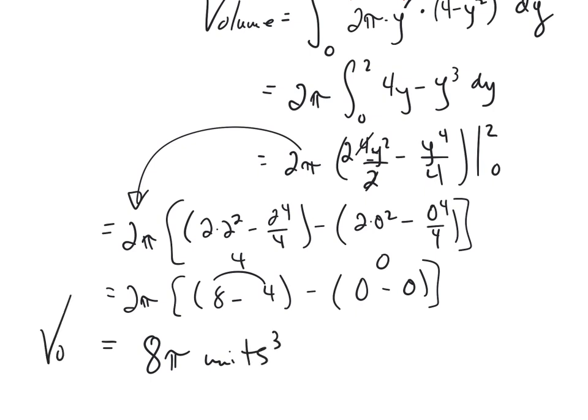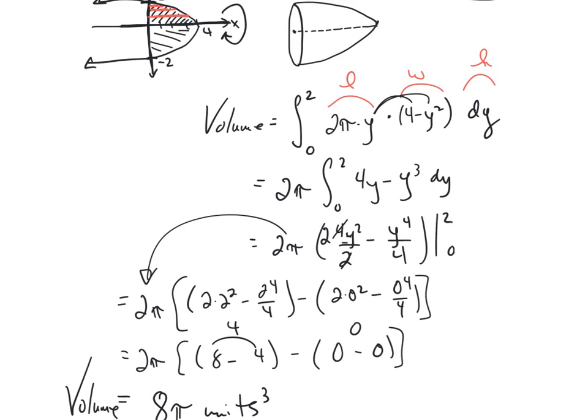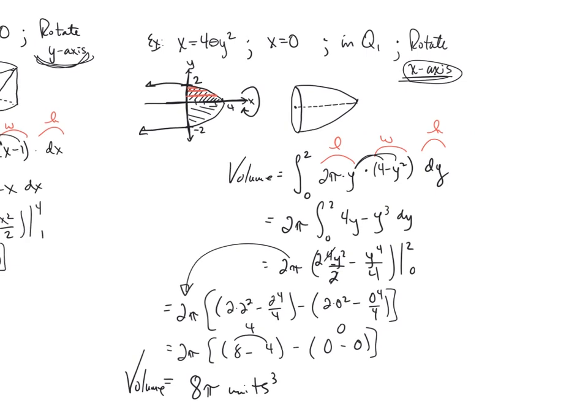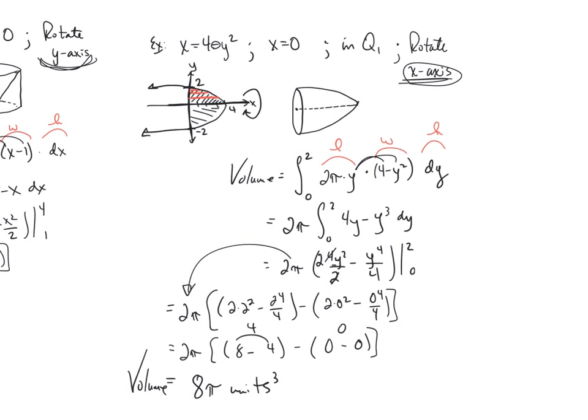cubic units. And so our volume then, guys, for this solid, again, I'll try to get it all on one page here so you can see the whole thing. The volume for that solid then is going to be 8 pi cubic units.